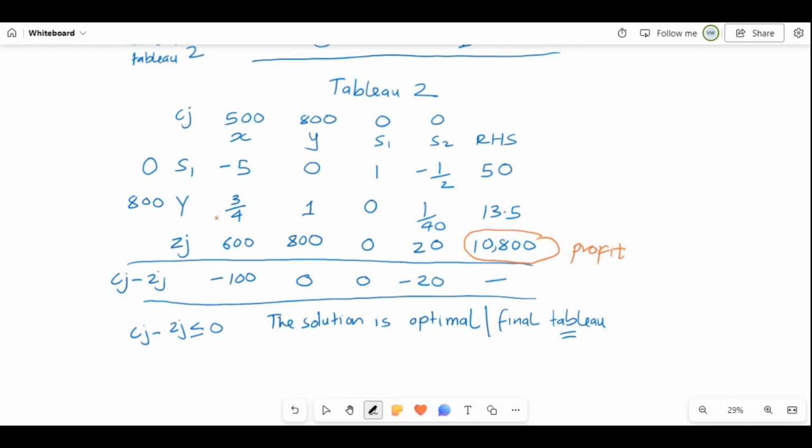And this 13.5, remember the 800, this 800 is the unit profit. This is a profit per unit of Y. So if 800 is the profit per unit of Y, then it means that this 13.5 are units. Which means that for our decision variable Y, we need to produce and sell 13.5 units of Y, but you'll realize that we don't have the other decision variable X. The other decision variable X has not been added to our basis in the constraint.